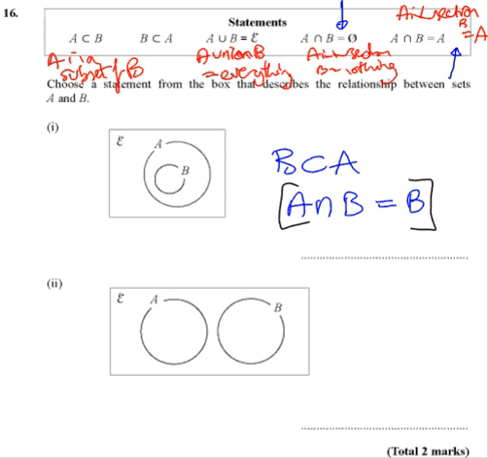Now, the second one's slightly easier. Are A and B subsets of each other? Well, no, because A is not inside B, and B is not inside A. In fact, A and B are completely separate. If A and B are separate, what that means is that there's no overlap. Therefore, A intersection B, which is the group that corresponds to things which are in A and B, equals the empty set. And that's that question done.